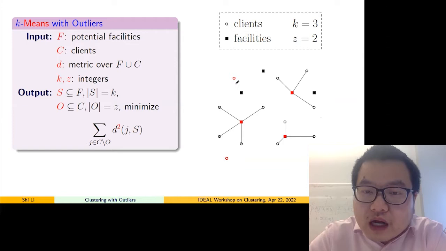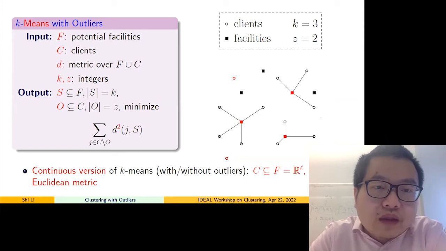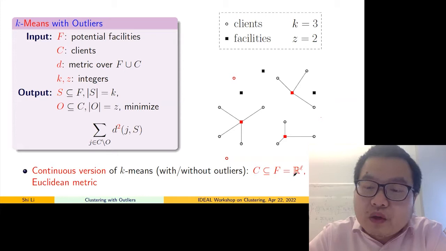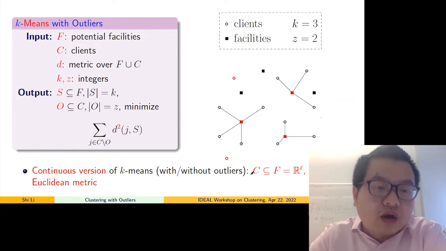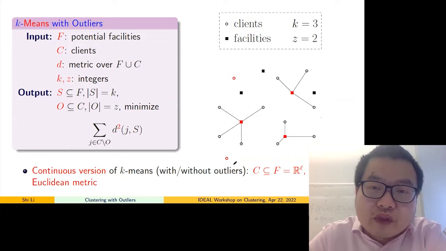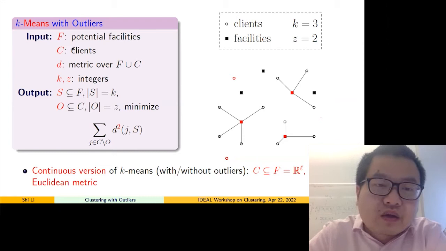Often when we talk about k-means with or without outliers, people refer to the continuous version of the problem. That means the set C of clients comes from a Euclidean space, and the set F of potential facilities is the whole Euclidean space, and d is just the Euclidean metric. This is commonly used in machine learning, because when you have a set of clients in a cluster, the best center for the clients is the mean of those points. So it's convenient to assume every point in the Euclidean space is a potential facility.